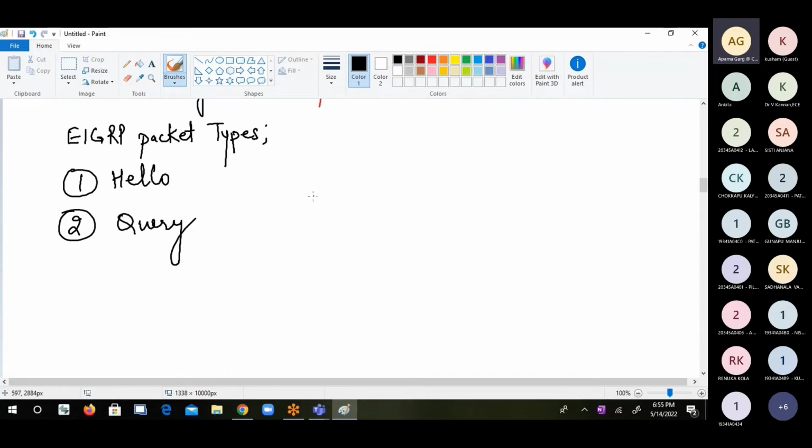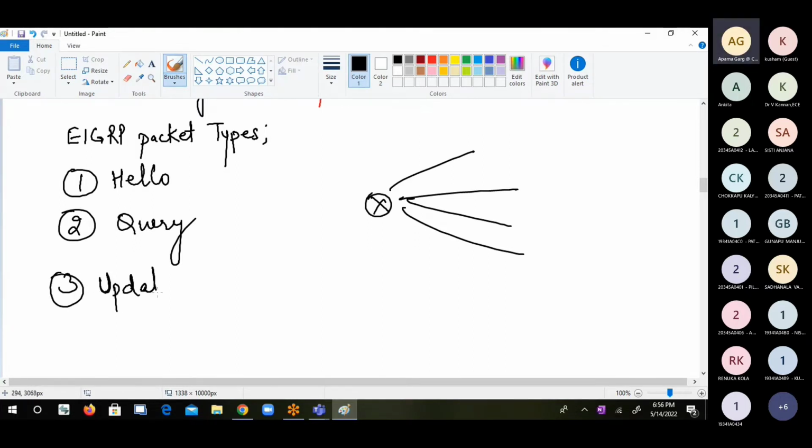Suppose my best path goes down and I don't have a backup path in the topology table. Then the router generates a query in the entire network. Please, I have lost my best path to the destination. Can anyone get me to the destination? If any router knows, it comes up with an update. Yes, I do have. You go via this. And fourth is acknowledgement, and that router sends the acknowledgement. Thanks, I got your update. So hello, query, update, acknowledgement. These are EIGRP packet types.